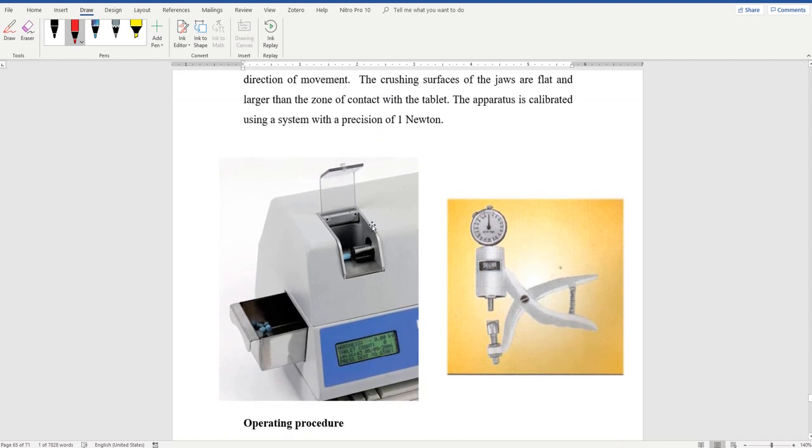Look at the apparatus here. This is the apparatus. You will see this is manual, this is automatic. Inside the apparatus there is a jaw. Actually there will be two jaws, one stationary and the other one movable. When you place the tablet, the movable part will start exerting pressure on the tablet until it breaks. The moment it breaks, it registers the force needed to break the tablet, usually in Newton. Okay?